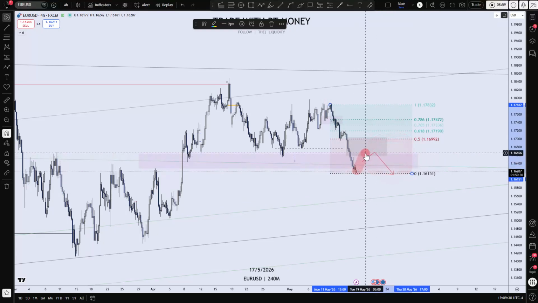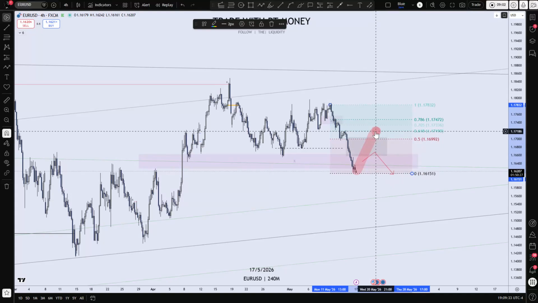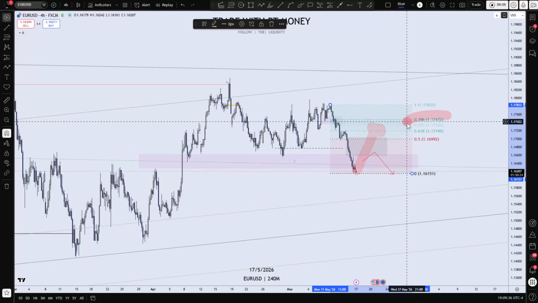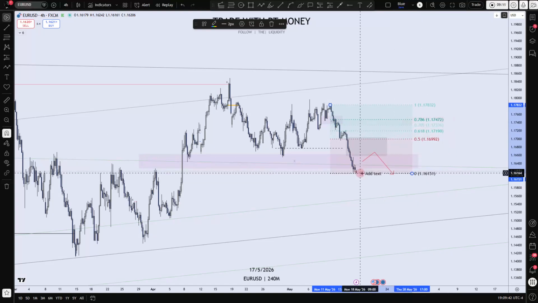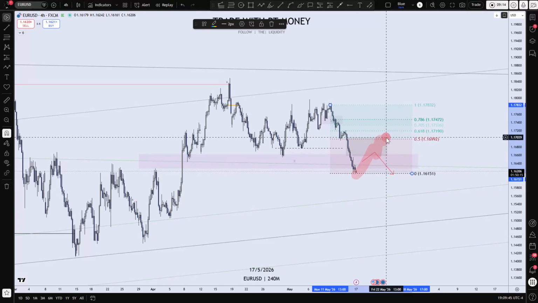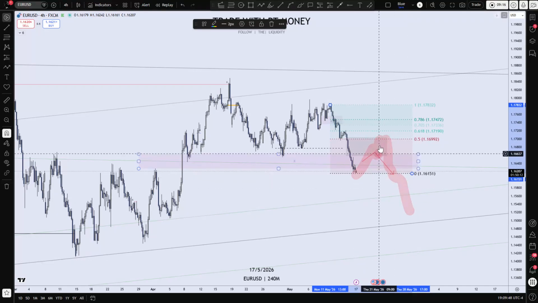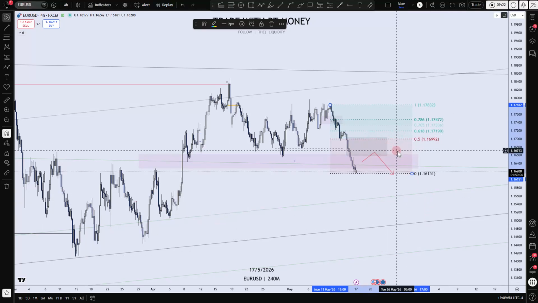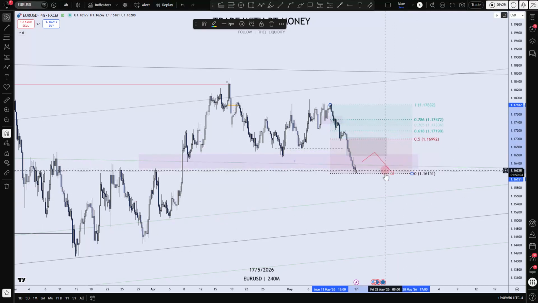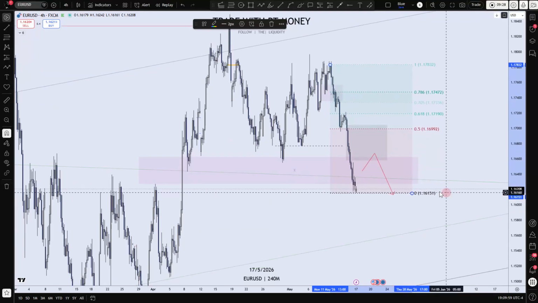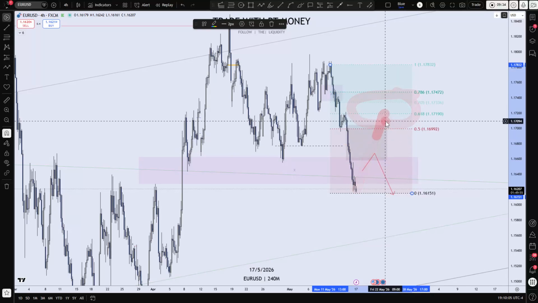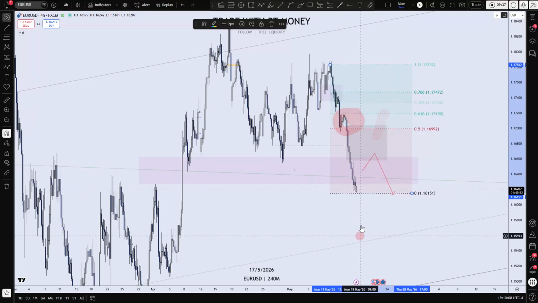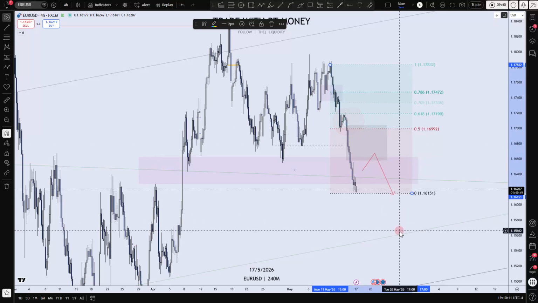Can we move from discount into premium prices where we want to take shorts? These are the optimal trade entry levels here: 786, 705, and 618, the golden ratio. If we see the market push up into this area, we could find a very nice trade to take up in this range. It doesn't have to go all the way up here, but if it does, that'd be optimal. If it just peaks above the 50%, that's when I will start looking for my sell model.